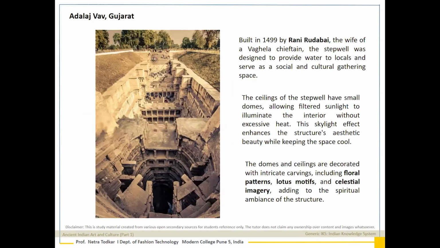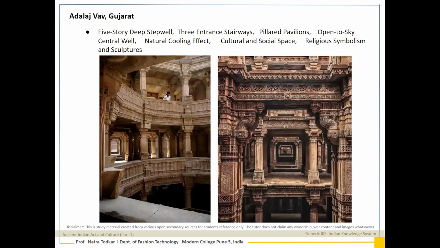Adalaj Vav, Gujarat. This vav or step well was built by Rani Rubabai. The domes and the ceilings are decorated with intricate carvings. It's a 5-story deep step well, has 3 entrance staircases, pillared pavilions, an open-to-sky central well, and a natural cooling effect. The step well was also used as a cultural and social space and has many sculptures carved on it.